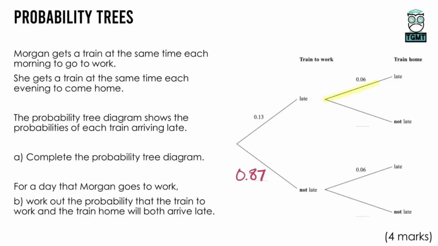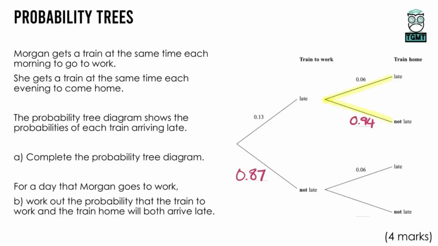We have 0.06, and we need our other branch here. So again, I'm going to do 1 subtract 0.06 on the calculator. Take away 0.06 leaves us with 0.94. So there we go. Again, not rushing it, just type it into the calculator, making sure I get that number correct.